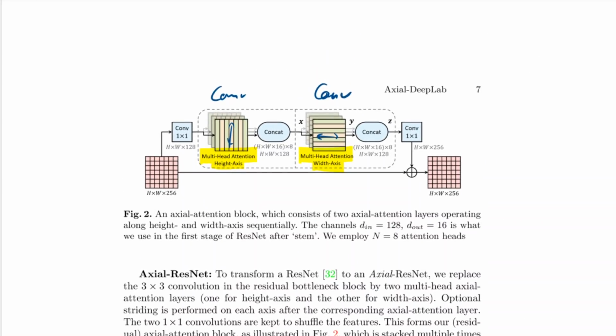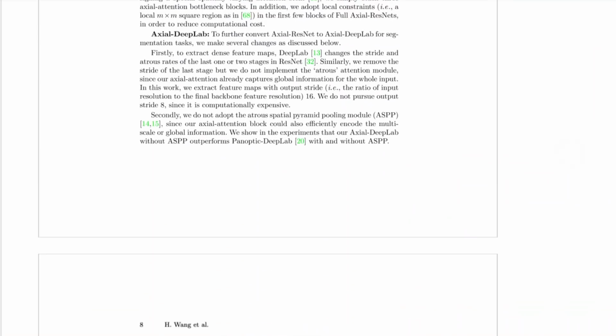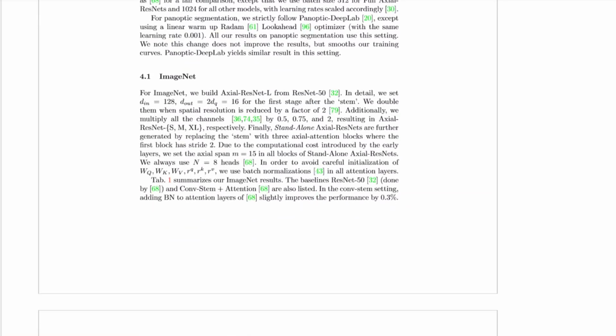In any case, they simply replace, we've come a long way, right? We've gone to like neighborhoods and so on. Ultimately, take a ResNet, replace the convolutions with the height axis attention and the width axis attention, and we're good. And then we come to results.